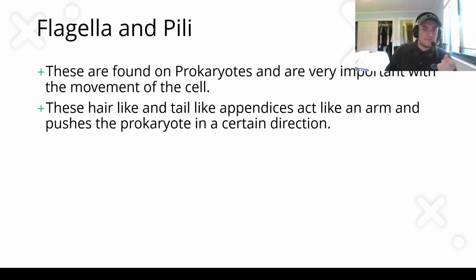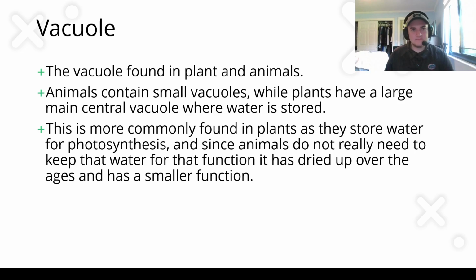We're going to the flagellum and pili. I spoke on this before. They're very important for movement of prokaryotes. They're these hair-like and tail appendages. So we have the capsule here. It's going to be these tiny little hairs, and then there's going to be one long tail. The flagellum is the long tail, the pili are the small hairs.